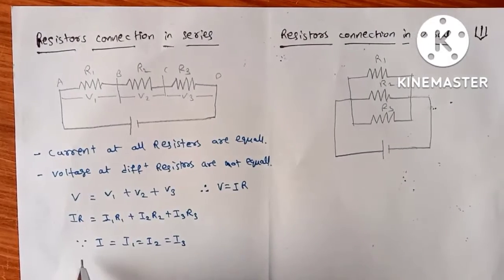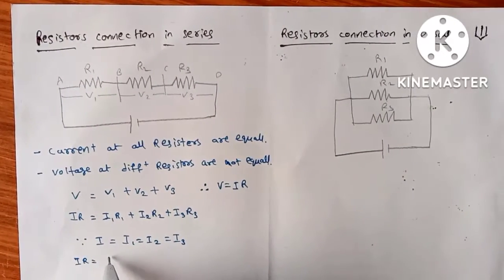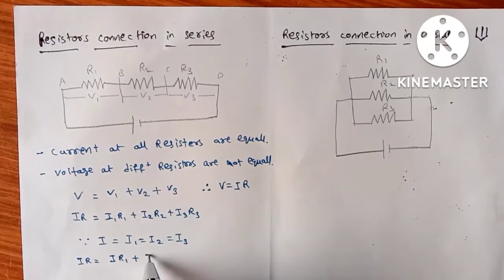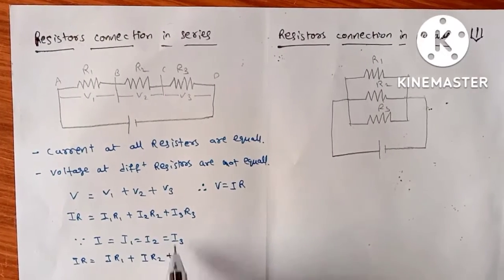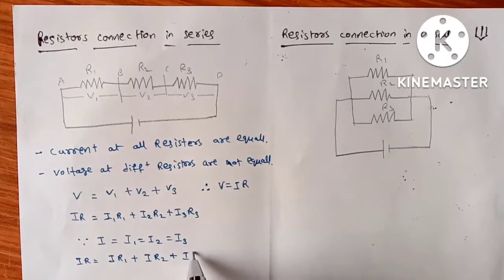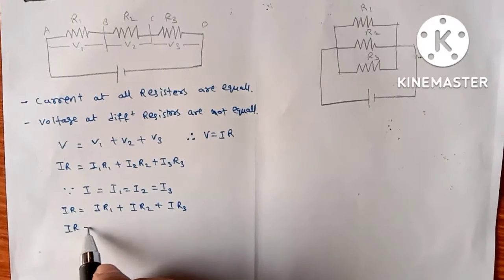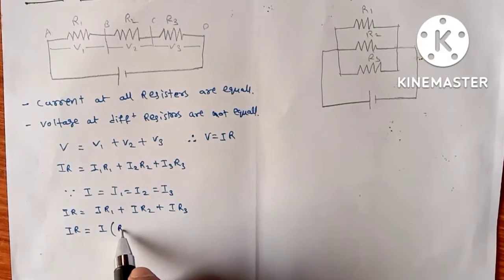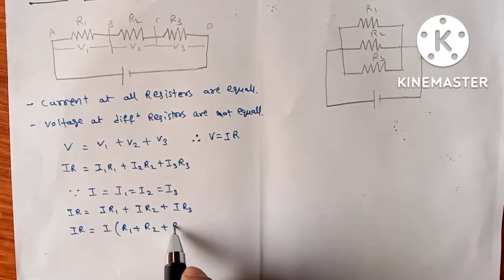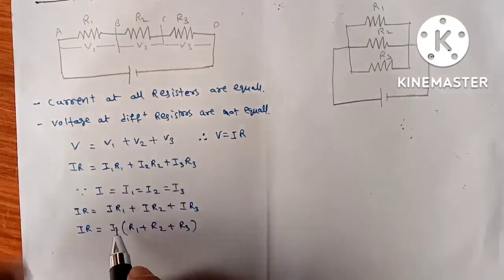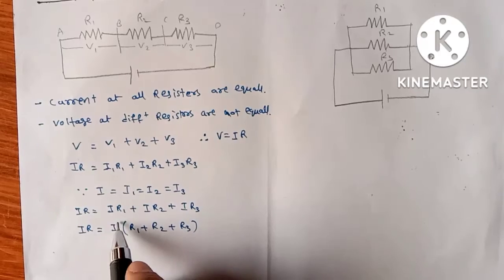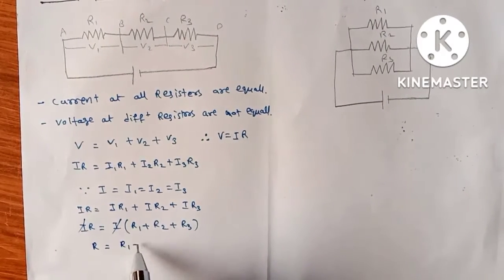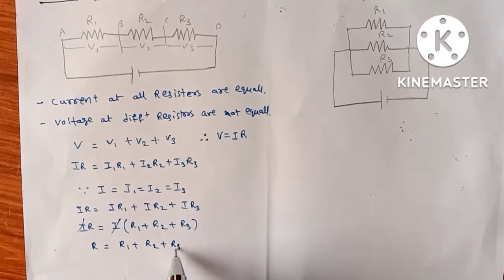So, writing all: V1 is equal to I R1, V2 is equal to I R2, V3 is equal to I R3. From this, taking I as common, we get R1 plus R2 plus R3. From both sides, I cancels. Now R is equal to R1 plus R2 plus R3.